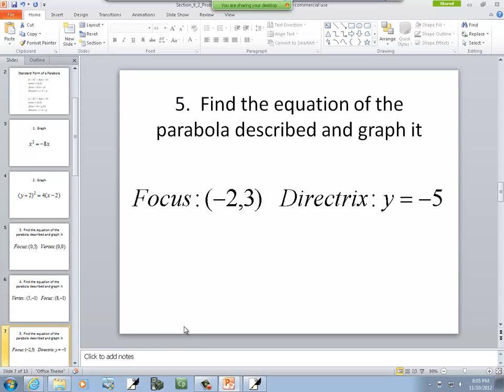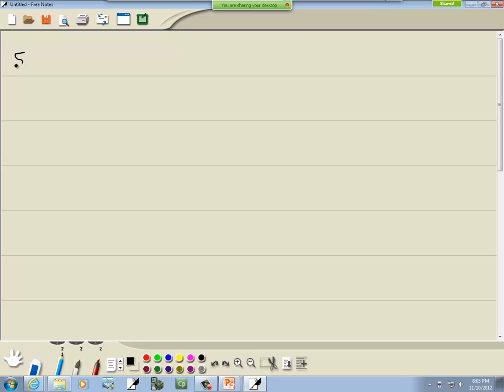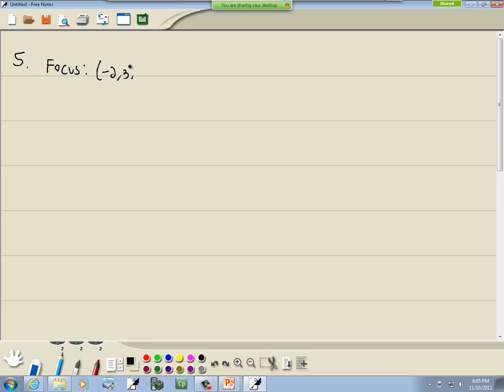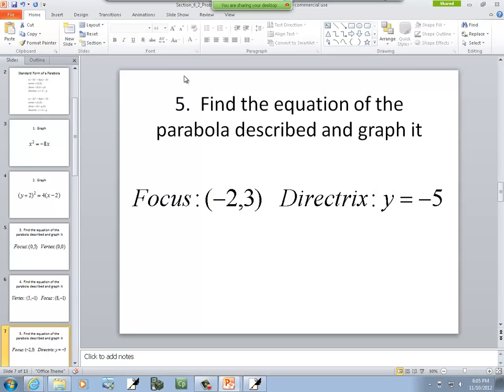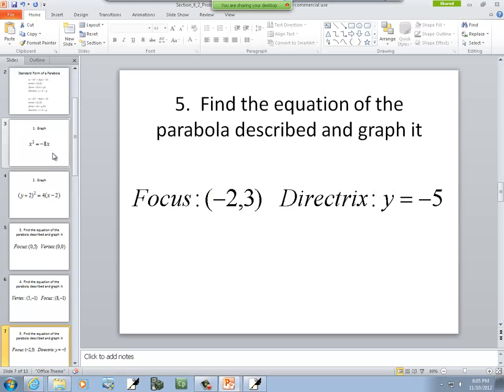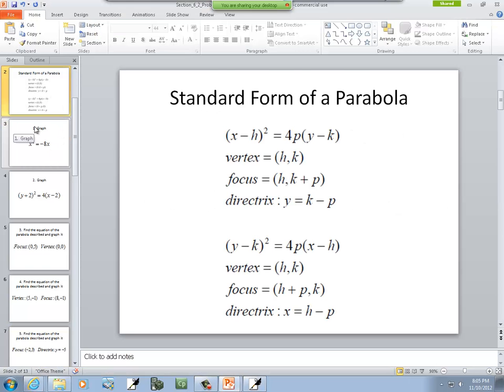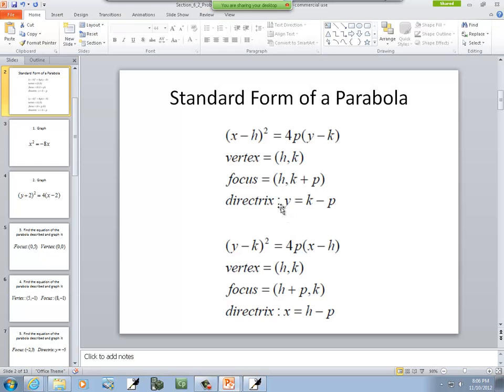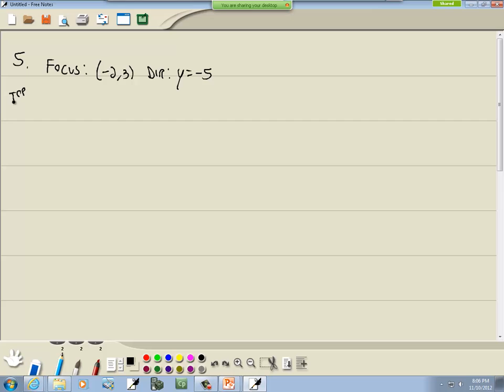Let's take a look at number 5. It says focus is negative 2, 3. And our directrix is y is equal to negative 5. Now these are slightly easier. You notice our directrix up here is y equals something. Directrix down here is x equals something. So by telling us that directrix is y equals something, that tells us this is top formula. So this is our top formula we're looking at.